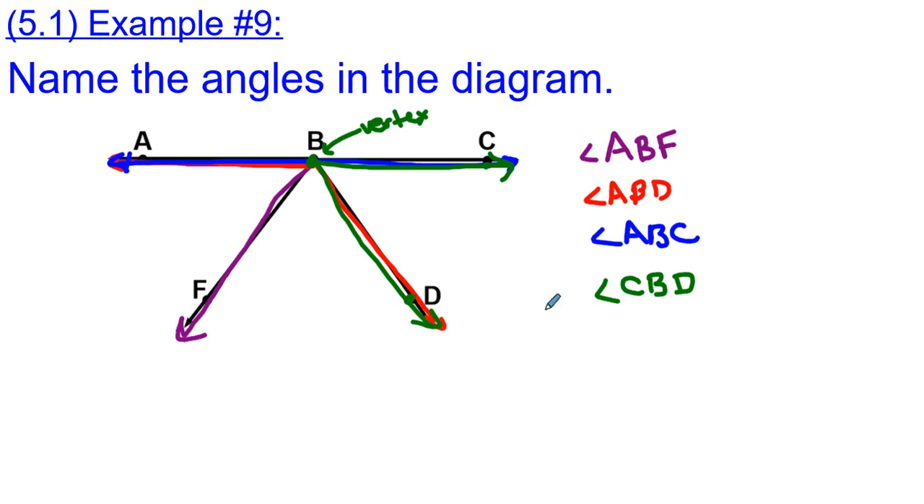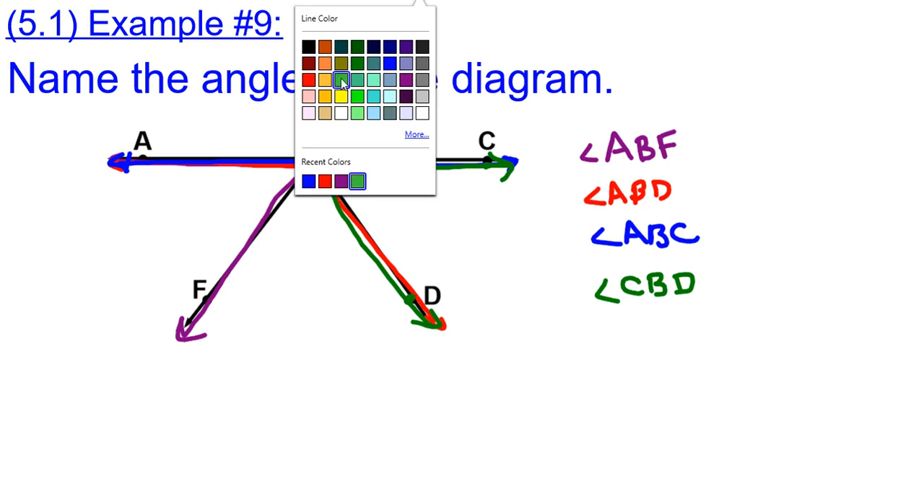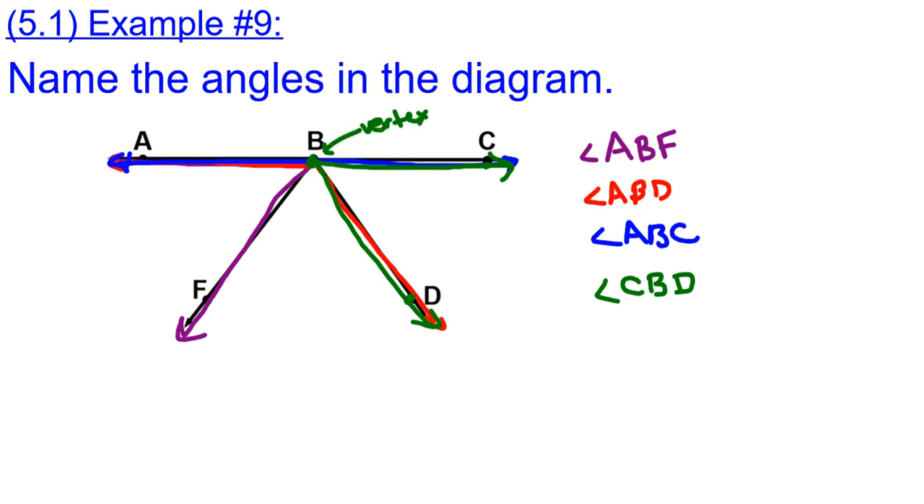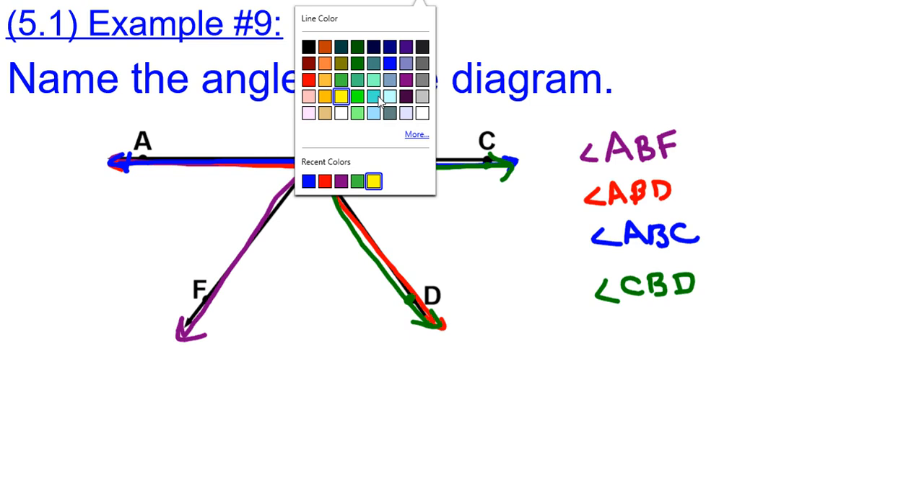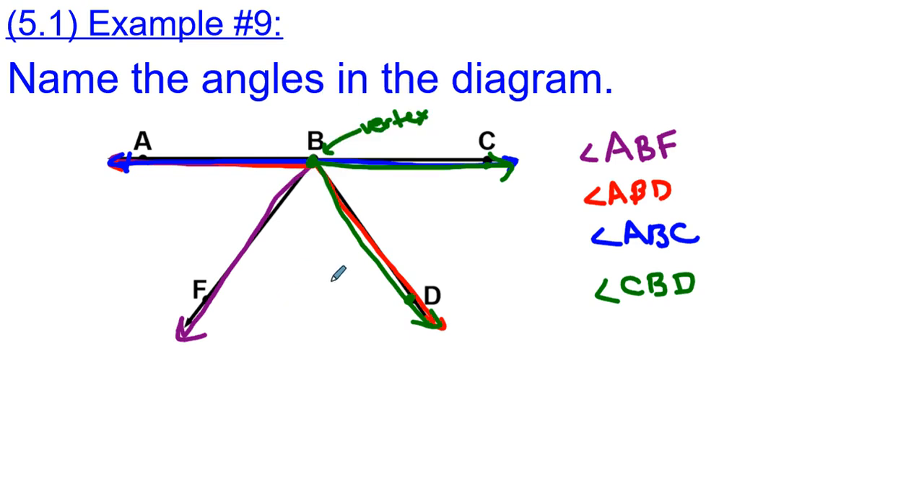And then I'm running out of colors here. Let's try to find another one. Yellow's going to be hard to see. All right, so let's see. I also have this angle right here. What angle is that? Well, which comes first in the alphabet, F or D? D comes first in the alphabet, so I have to say angle D, and then go to the vertex B, and then the other ray F. CBF is another angle.